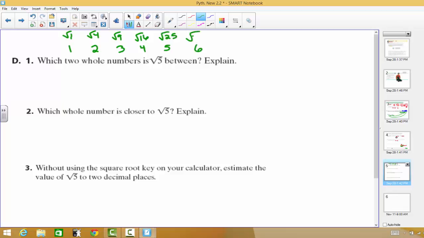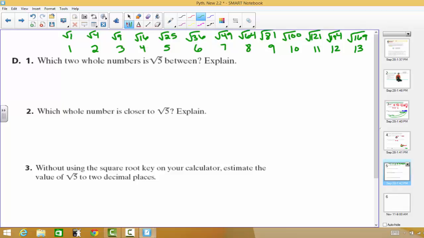6 squared is 36, so the square root of 36 is 6. 7 squared is 49, so the square root of 49 is 7. 8 squared is 64, so the square root of 64 is 8. 9 squared is 81, so the square root of 81 is 9. 10 squared is 100, so the square root of 100 is 10. 11 squared is 121, so the square root of 121 is 11. 12 squared is 144, so the square root of 144 is 12. 13 squared is 169, so the square root of 169 is 13.